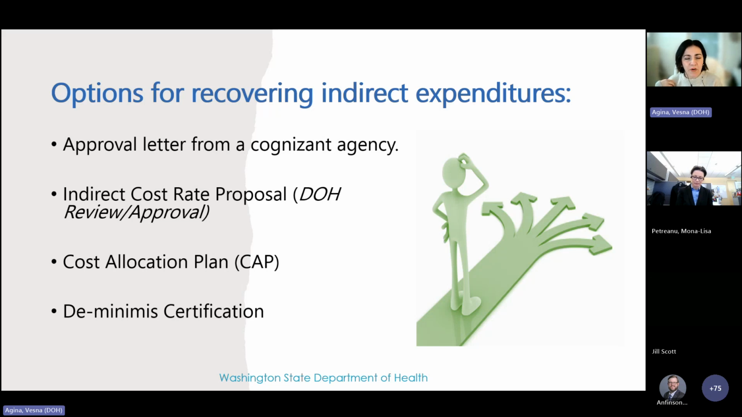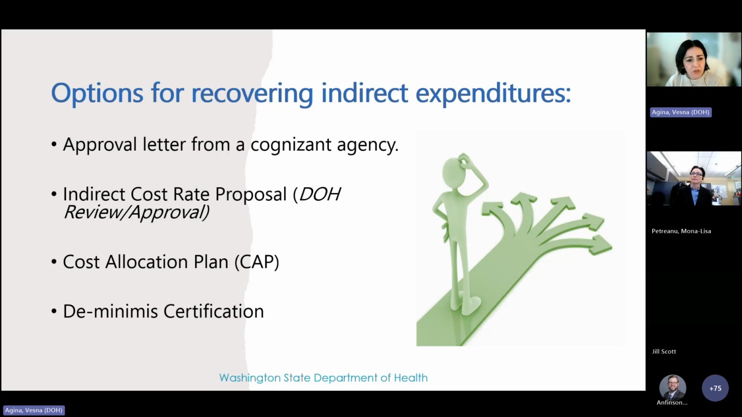The second option is if you do not have an indirect federal cognizant agency because you don't meet the threshold amount for direct costs. Then DOH will automatically become your cognizant agency because we are a pass-through agency.